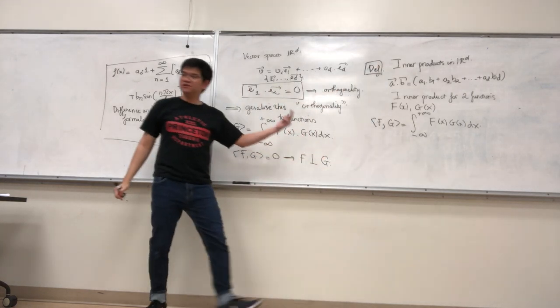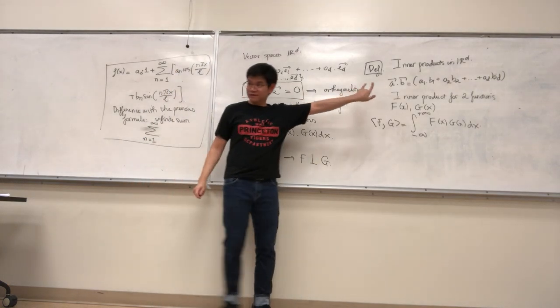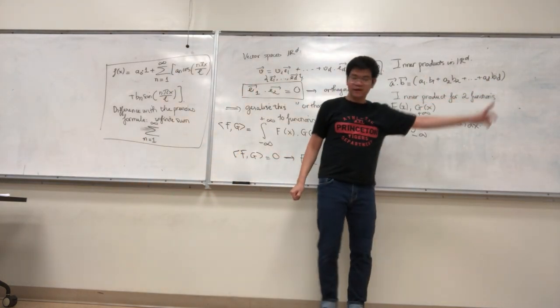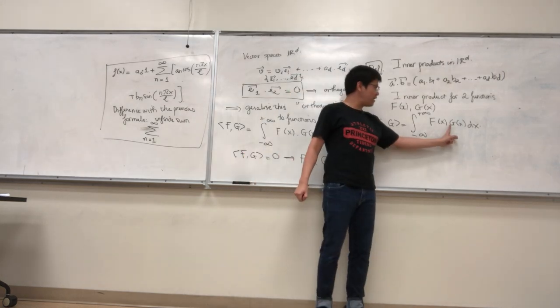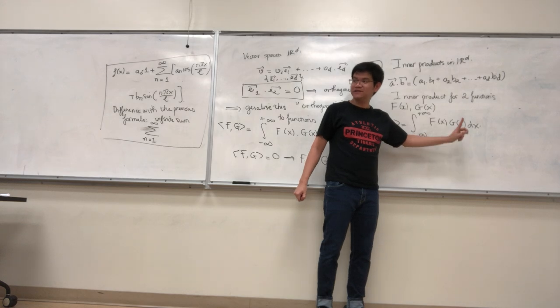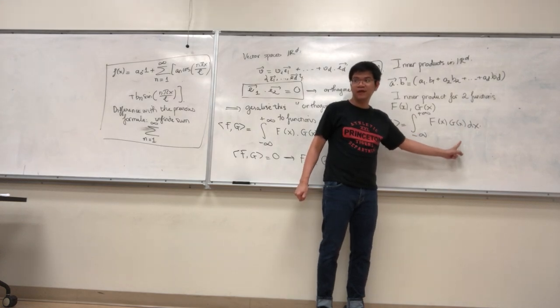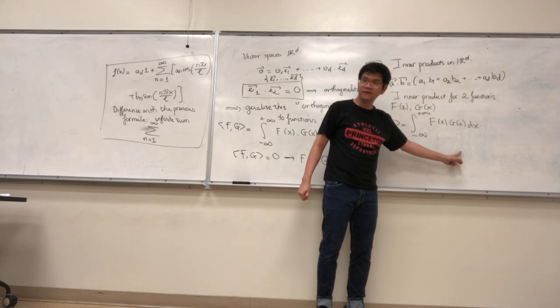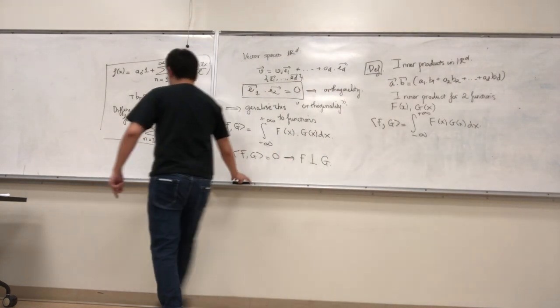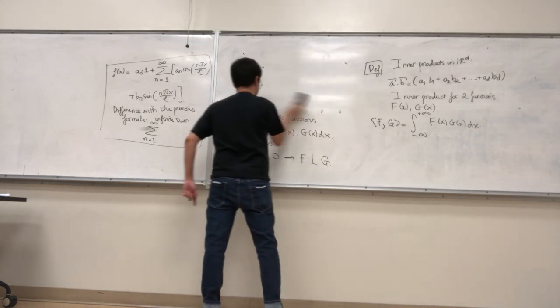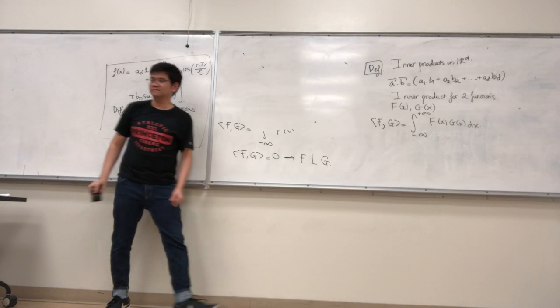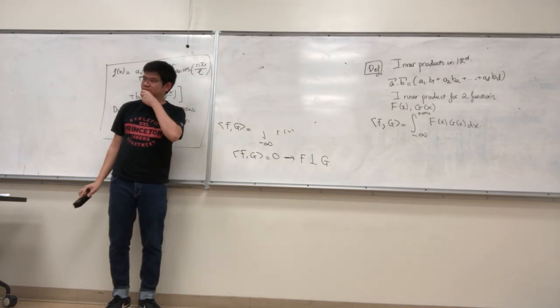In R^d, you multiply all of the components of the two vectors and you take the sum. For functions, the idea is the same. You multiply all of the components of f and g and you take the sum. But the sum for function space will be the integral. So we're talking about the sum of all the vectors that make up a function f, take the inner product of that with the sum of all the vectors that make up a function g, and if that equals zero, you have orthogonality.